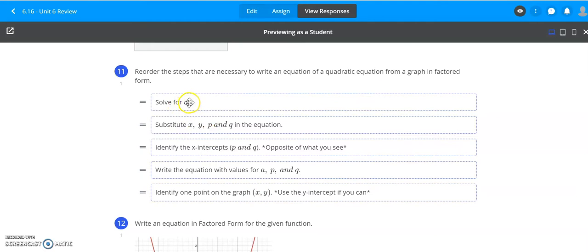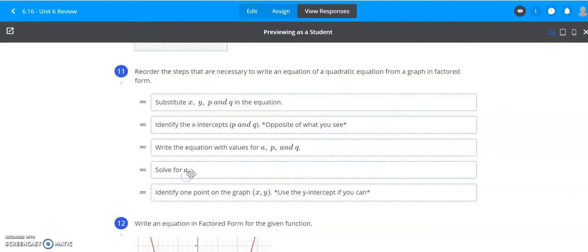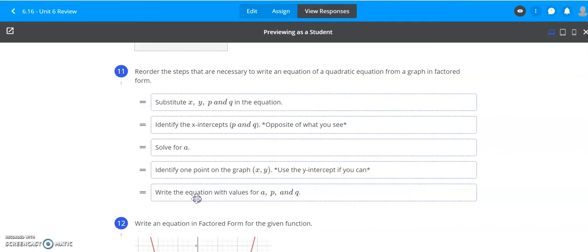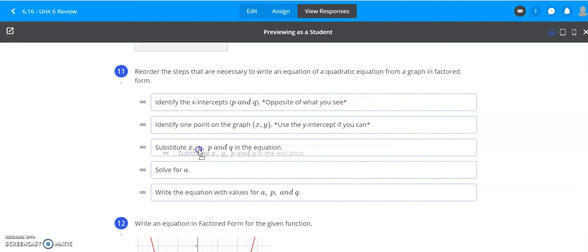So solve for a, that's towards the end, right? So let's just drop that down somewhere here. Substitute x, y, p, and q into the equation, identify the x-intercepts, write the equation with values a, p, and q. So this is the last one. Identify 1 point. So this is the first step. Identify the x-intercepts and 1 point. Substitute x, y, p, and q. So this is the third one.